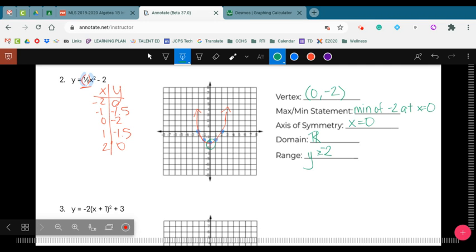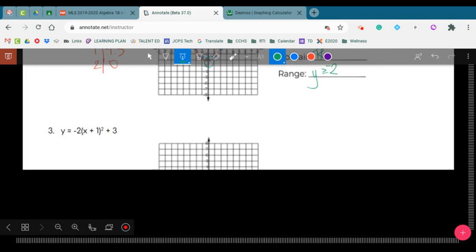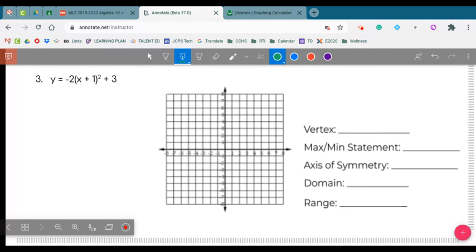Okay, let me know if you guys have any questions over that one. We're going to go on to the last problem. So this one, we have negative 2 times (x plus 1) squared plus 3. This negative 2 in front, that negative is going to flip it, and then that 2 is going to make it skinnier. And then this plus 1 and plus 3, that's where it's going to shift it to the left and then up. So we're going to type this into our calculator exactly how we see it.